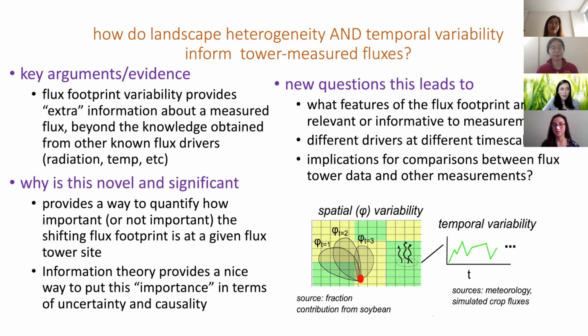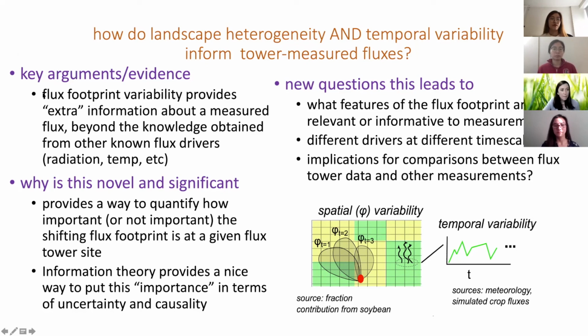But today I'll be following up on Leila's talk and asking a specific question: how do landscape heterogeneity, in the way that Leila defined it as the mosaic of corn and soybeans upon the landscape, and temporal variability, which I'm thinking about as weather, both inform tower measured fluxes separately and together? So I have my summary slide at the beginning here, and then I'll go into a little bit of detail on each of these aspects momentarily.